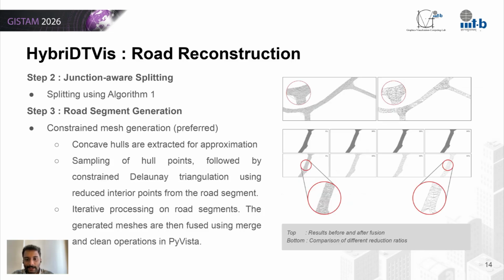So here we can see the results. The first figure on top is the before and after fusion, and below we can see the effect of different reduction ratios. Higher reduction leads to cleaner meshes, with 95% giving the best balance. And apart from this, we also tried a Voronoi diagram based centerline extraction and extrusion method for road reconstruction, but it had several limitations, so we are sticking with the constrained mesh generation approach.